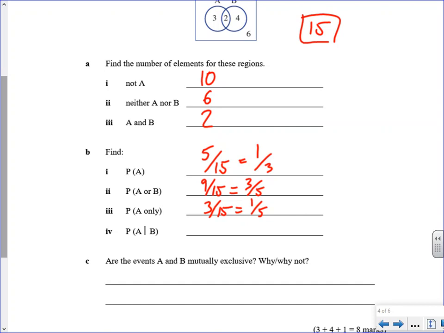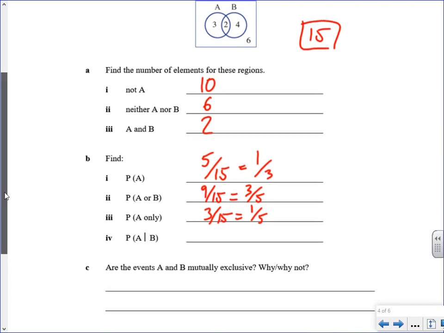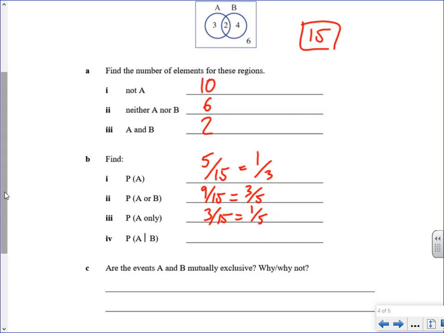And then lastly, here we've got the probability of A given B. This means we're not choosing out of the whole 15 anymore. We're now choosing out of the people that are in B. So first of all, how many people are in B? Well, we've got these 2 people and these 4 people. So we're choosing out of 6 people this time, not out of 15. And now what we're asking is, of those 6 people, how many of them are also in A? That means you're looking at the people that are in both. So it's going to be 2. So we've got 2 over 6, which equals 1 over 3.